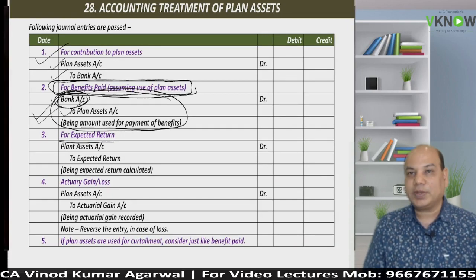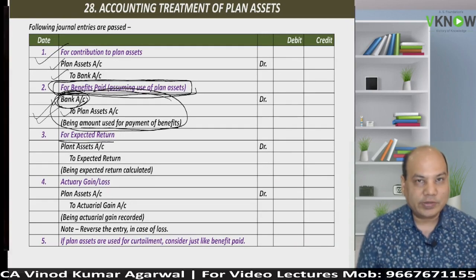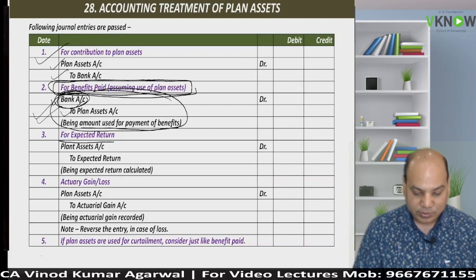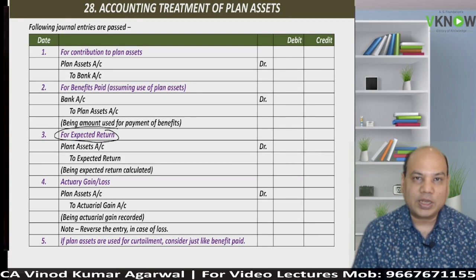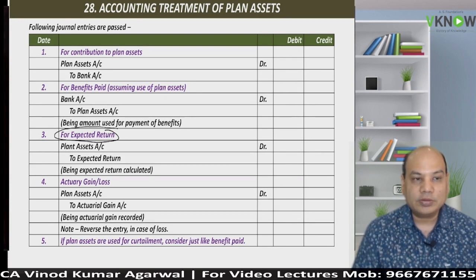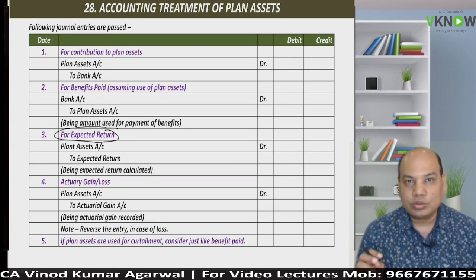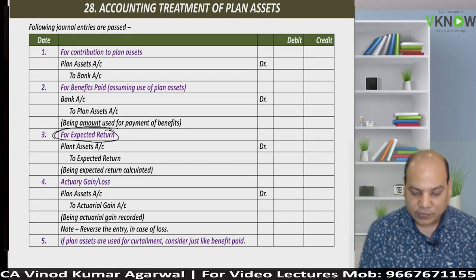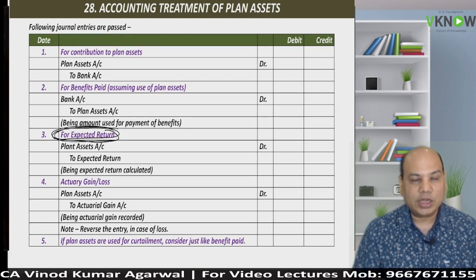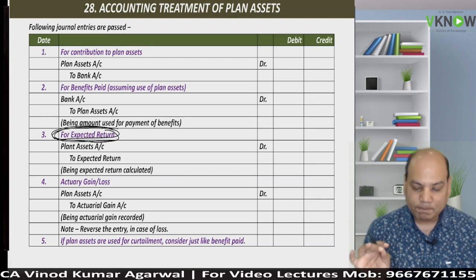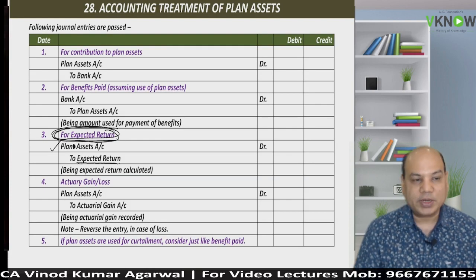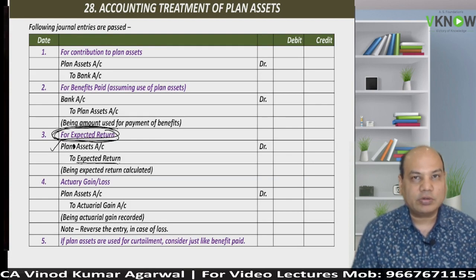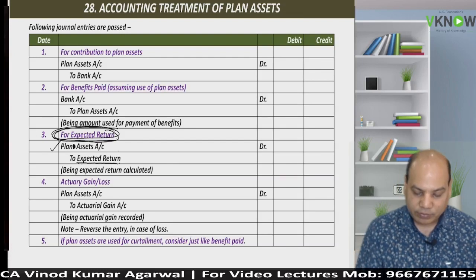Next entry is for expected return. Sir, what is expected return? You are making investment, so you are going to record expected return on plan asset. That is the rate of return the plan asset is expected to generate. This is given by the actuary. The actuary makes an estimation of the expected return. Entry will be plan asset account debit to expected return.